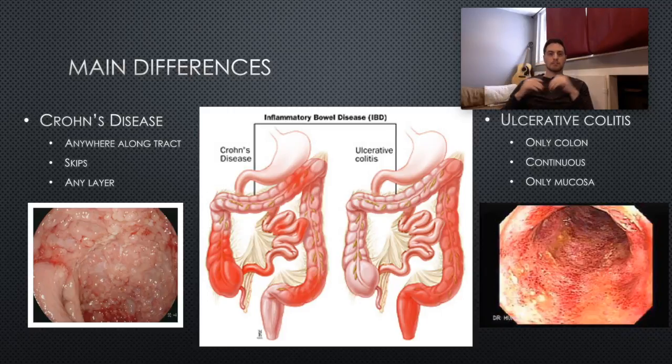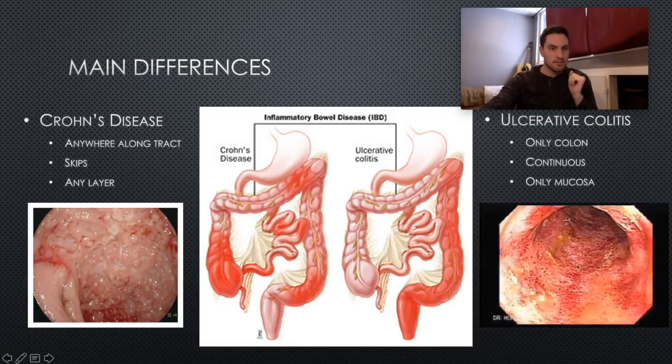And usually what happens is it'll happen in what are called skip lesions. So it'll affect one portion of your tract, and then it'll move on, and maybe another portion of your tract will be affected. Whereas when we look at ulcerative colitis, it's only in your large intestine. It's only in the colon. And usually, as we see here, it's pretty continuous. So it'll start in your rectum, and it'll move its way up through your large intestine until it gets all the way to the end. And I guess you could say the one good thing about ulcerative colitis is that it only affects the very innermost layer. It's only going to be affecting the mucosa.